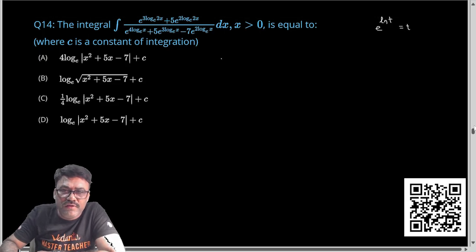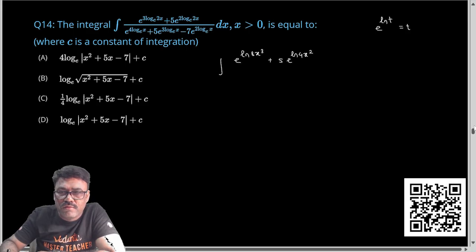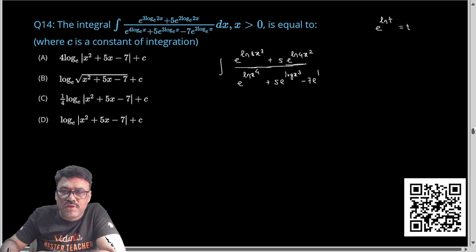So see, I can write this integration as e raised to log 8x cube, then 5 times e raised to log 4x square, then e raised to log x to the 4, then 5 times e raised to log x cube, then 7 times e raised to log x square, dx.